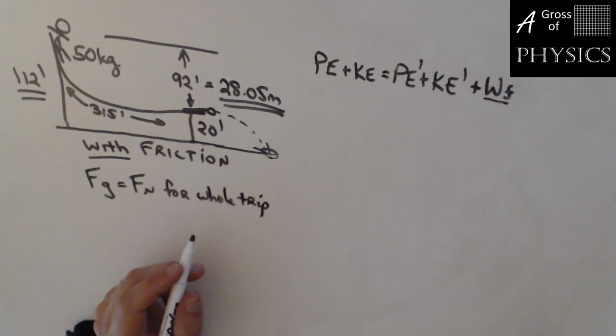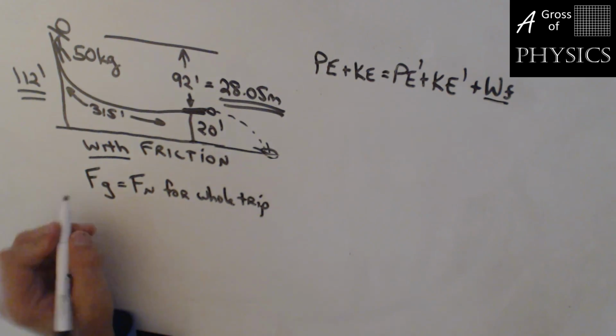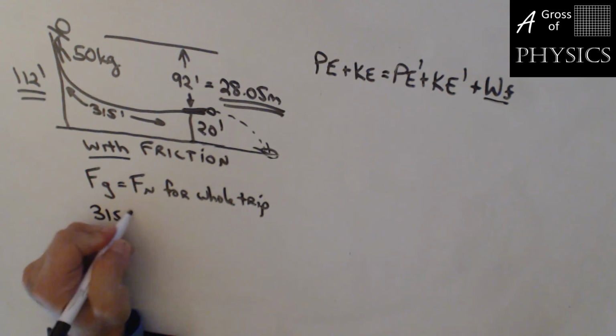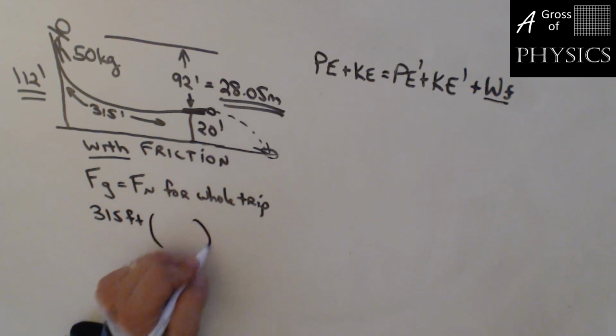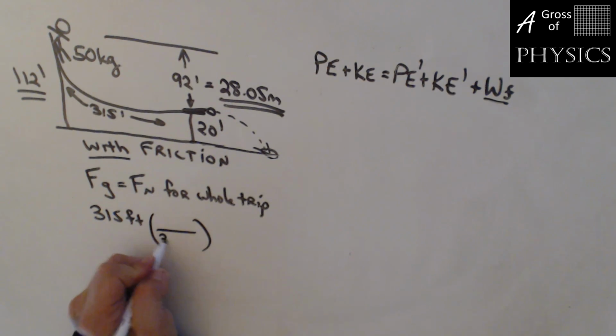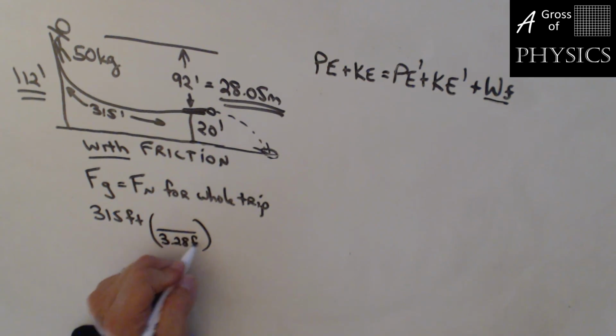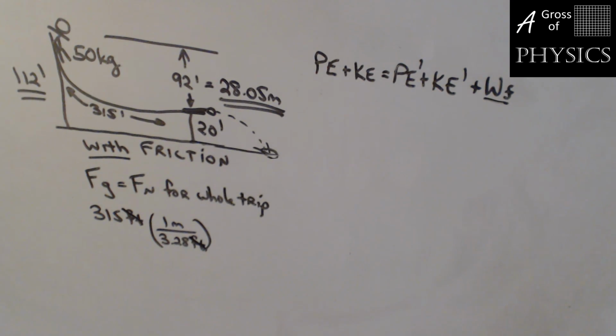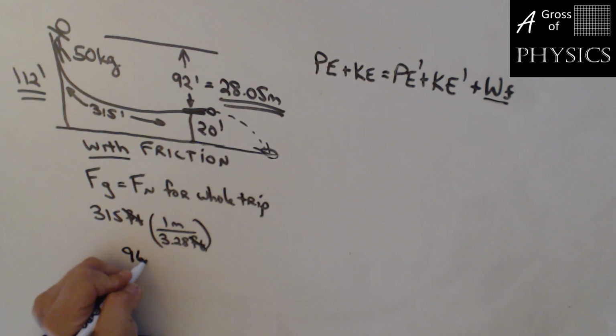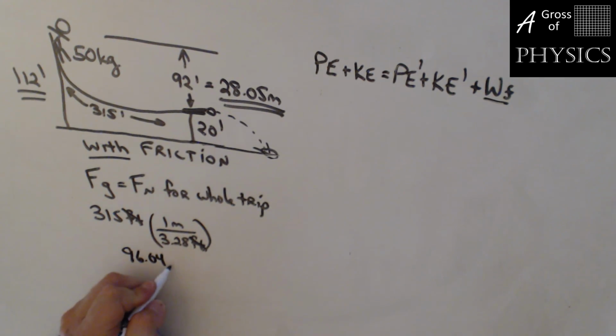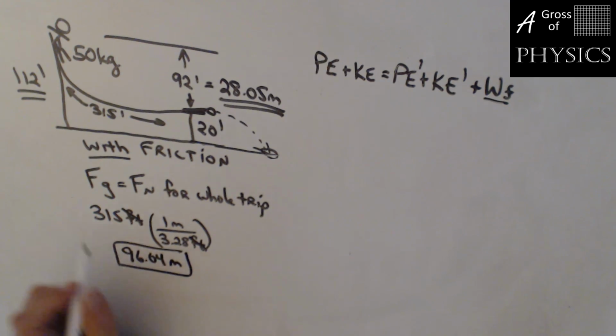And the entire trip was 315 feet. So the length of the ski jump itself is 315 feet, which we need to convert. 3.28 feet is 1 meter. Feet disappear. 315 divided by 3.28, and that's going to be 96.04 meters. So the ski jump itself is quite long.